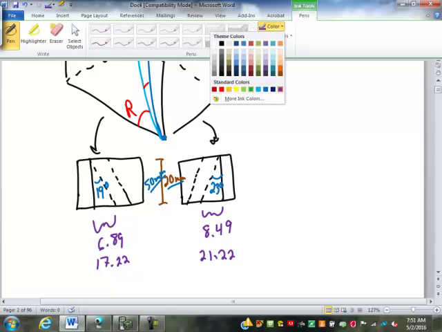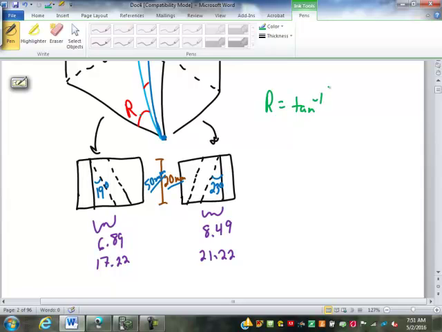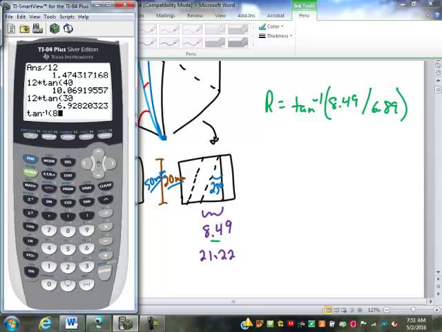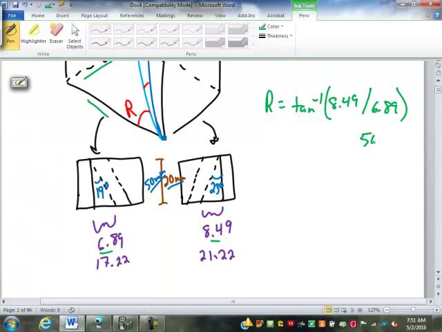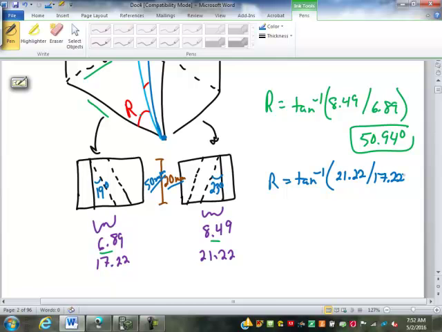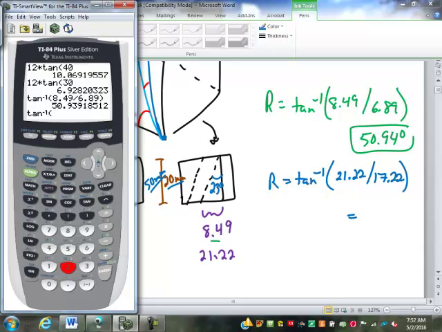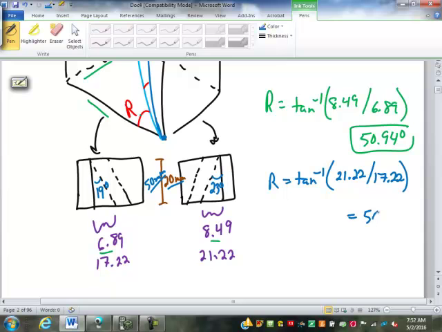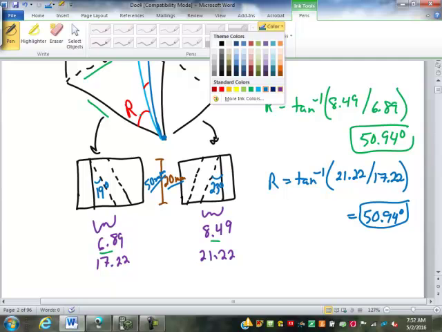So R up here is going to be an inverse tangent of opposite over adjacent. So it would be this one over this one. So 8.49 over 6.89 gives us 50.94 degrees. That sound right? Is that what you got? If we did the other one, R is going to be the inverse tangent of 21.22 over 17.22. Guess what that comes out to be? Same thing, 50.94 degrees. If that doesn't convince you.